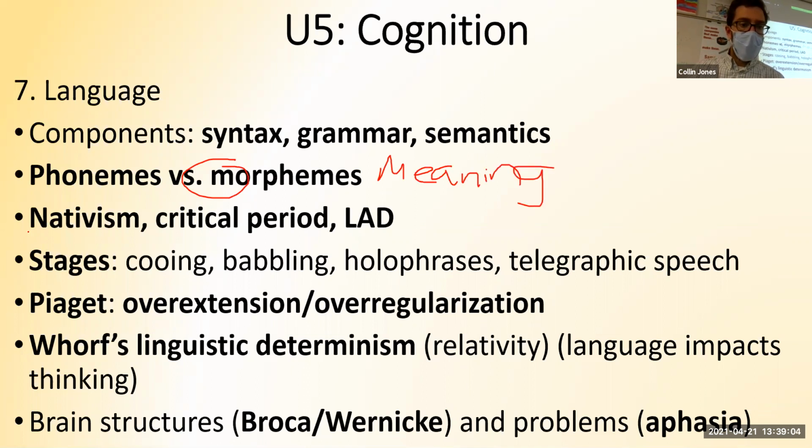We talked about how Chomsky believed that language was natural, that there's a critical period that you have to be exposed to language, but you have a part of your brain in charge of language, right? Broca's area and Wernicke's area. We talked about the stages of language.